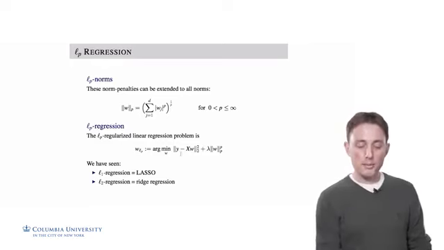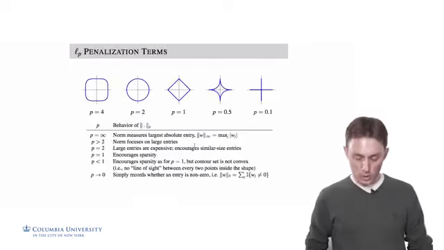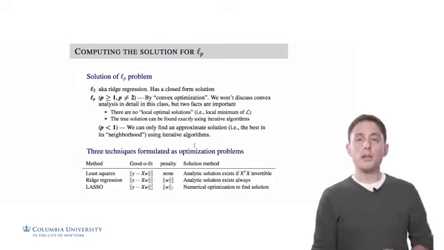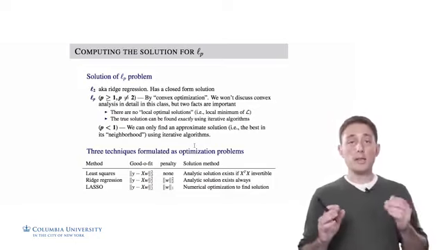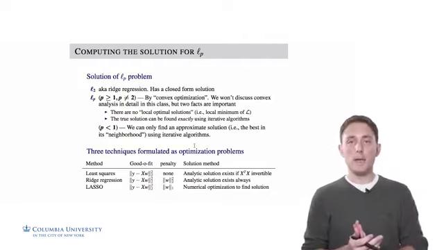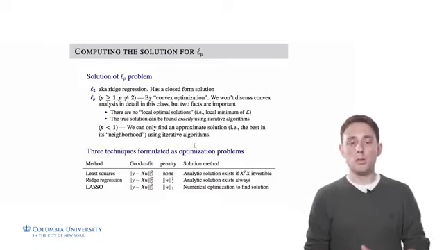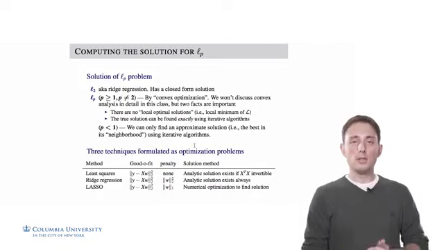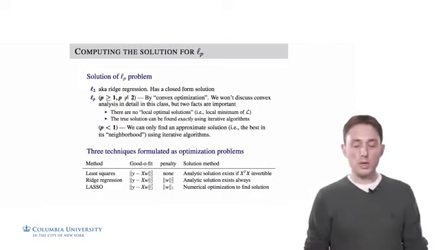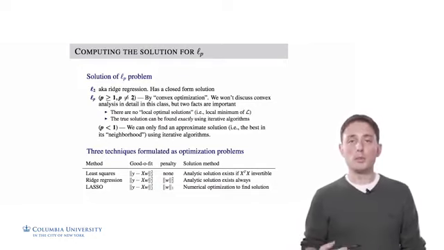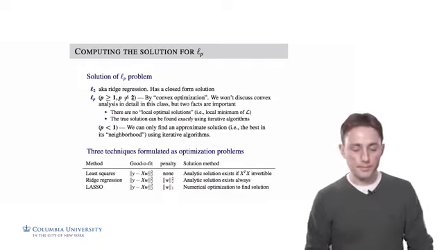Again, if we try to minimize this over W for a P norm where P is greater than or equal to 1, then there's one local optimal solution, which corresponds to the global optimal solution, and we can find it using an iterative algorithm. And so that's very important. When P is greater than or equal to 1 and not equal to 2, we can use an iterative algorithm to find the global optimal solution, guaranteed.